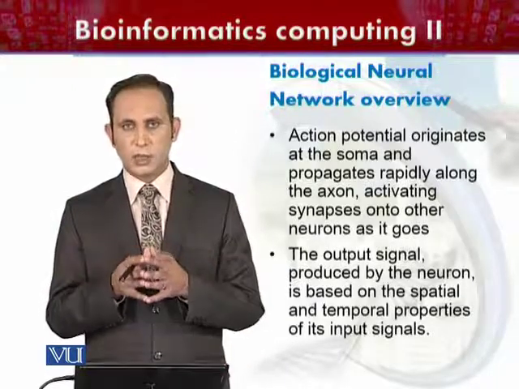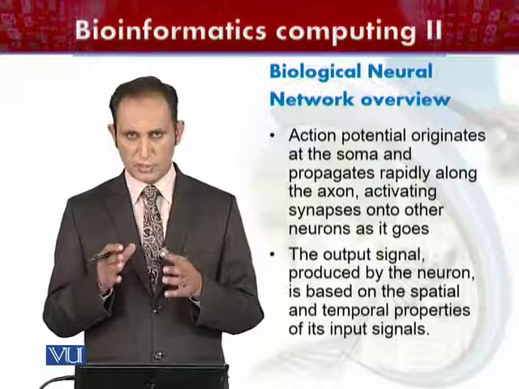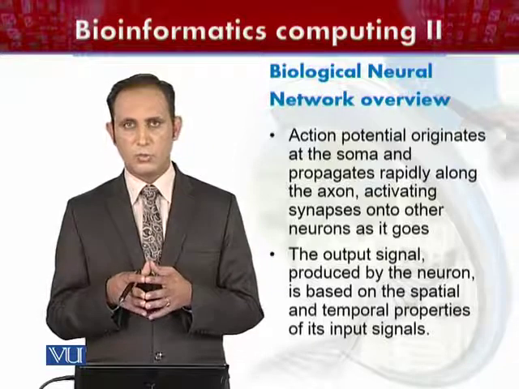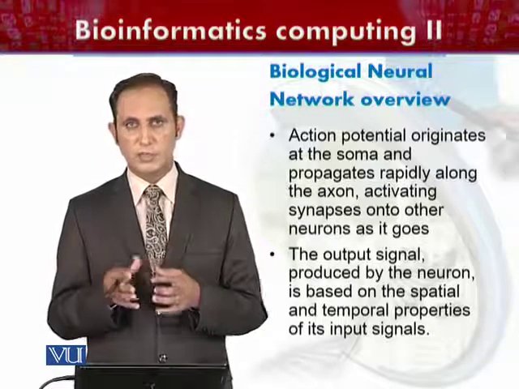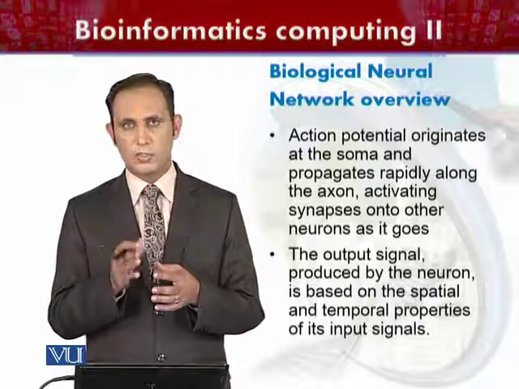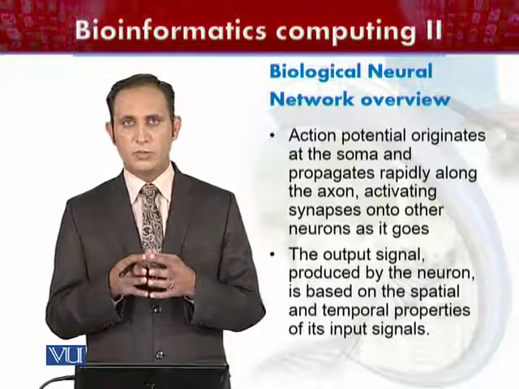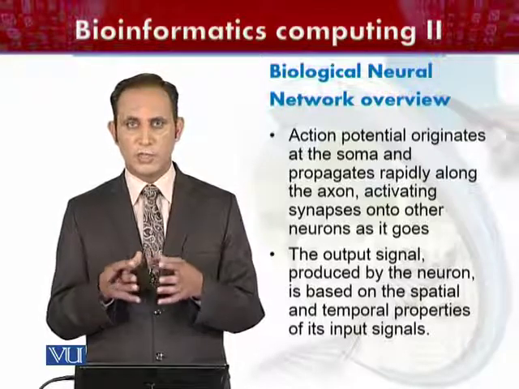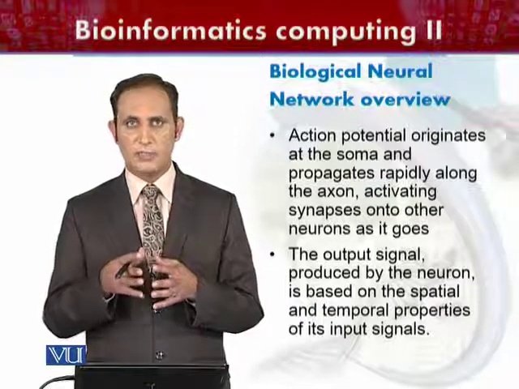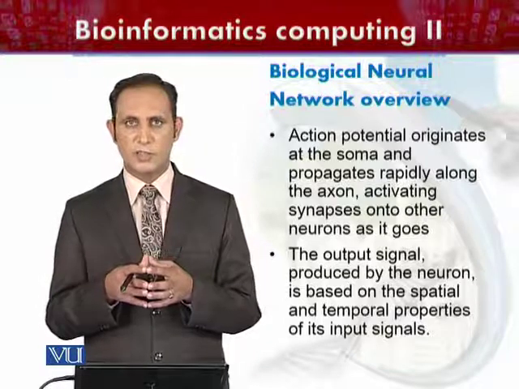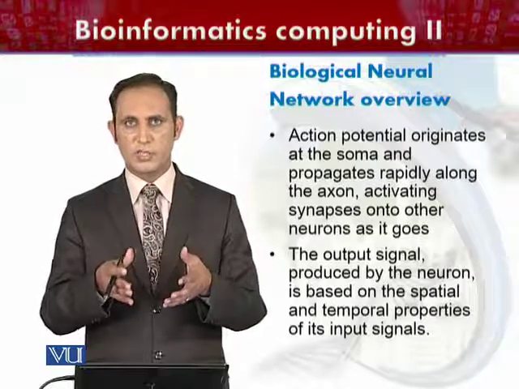Now the output produced by the neuron is based on both the spatial and temporal properties of the input signal. So the output is based upon both the spatial and temporal properties of the input signal. This is the way a biological neuron, or natural neuron, in the nervous system of a living organism acts: receiving signals, propagating signals, showing responses, and solving the problems it is facing.